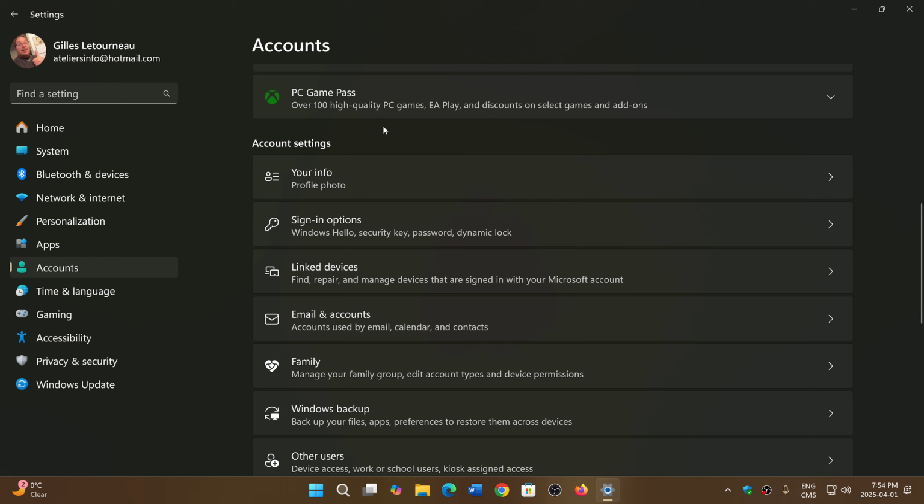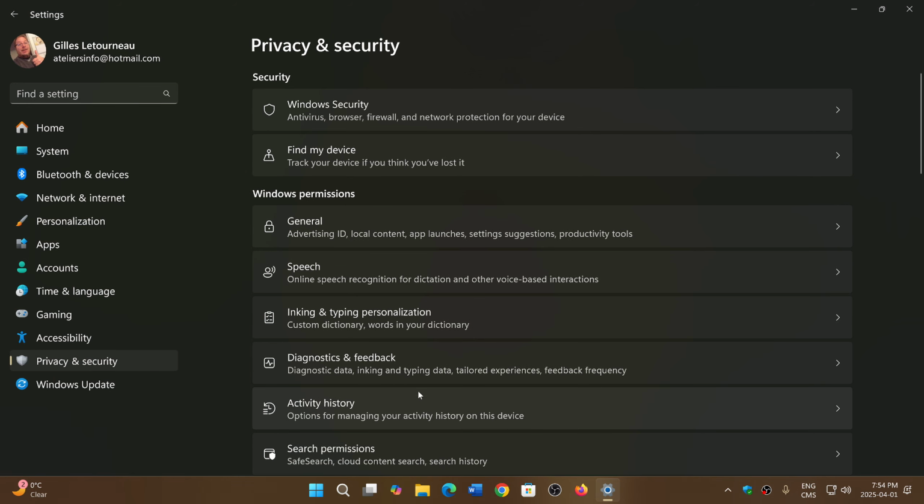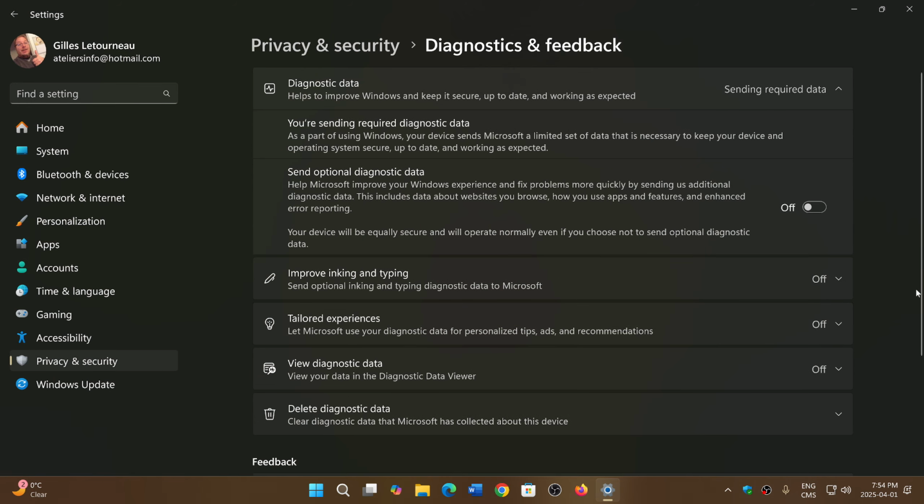And of course, the eternal problem of diagnostics and feedback that many people want to have completely turned off. Well, you can't. You can turn off the optional, which is adding more telemetry, but the required diagnostics is always there. And of course, yes, there are ways, with registry fixes and stuff, to change that. But the problem is most people don't know that.